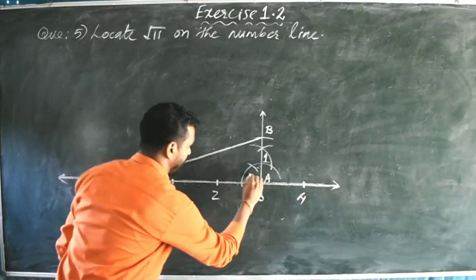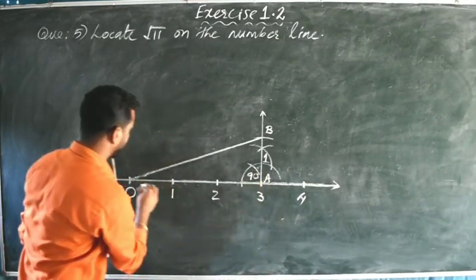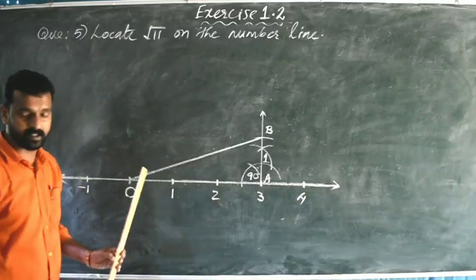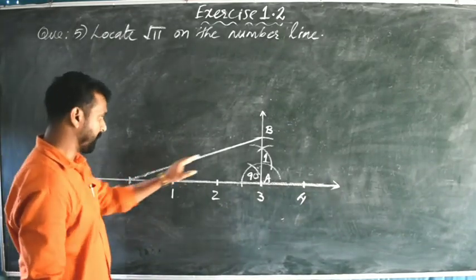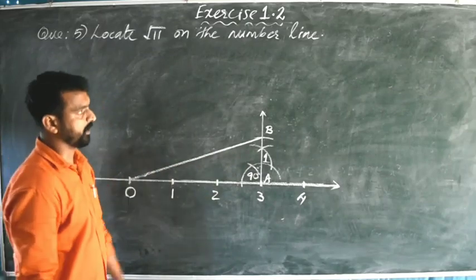Now this angle we made is 90 degrees. So OAB is a right angled triangle. Now we will find out the hypotenuse OB by using Pythagoras theorem.